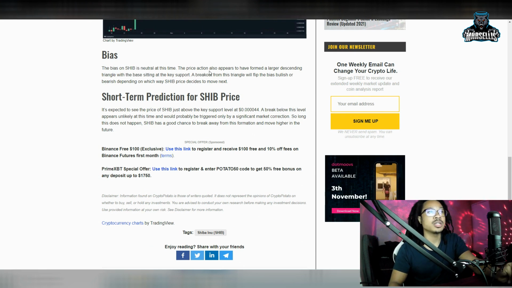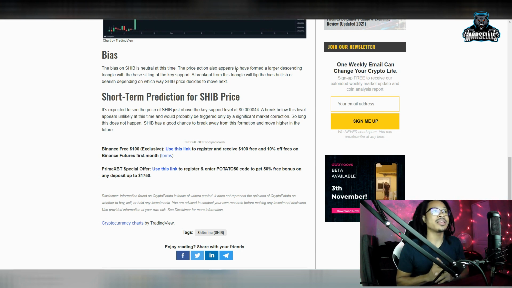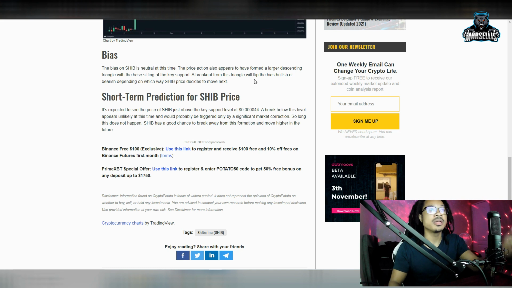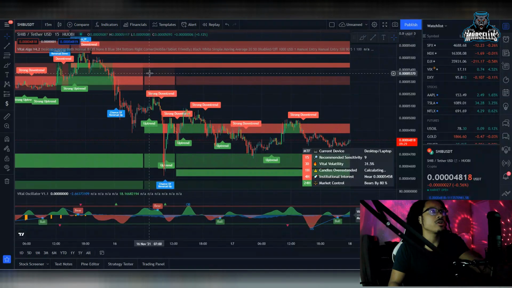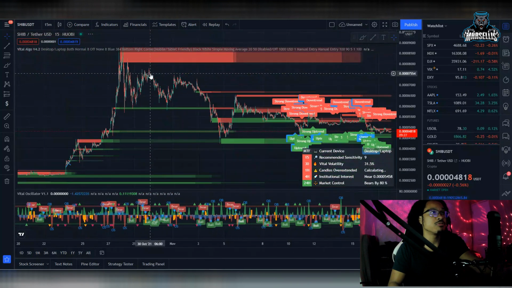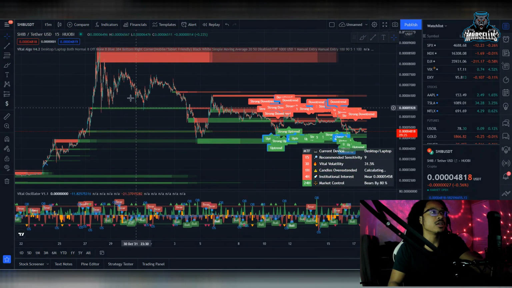So the price action also appears to have formed a larger descending triangle with the base sitting at the key support. A breakout from this triangle will flip this bias bullish or bearish depending on which way Shib price decides to go next. So yes, we are on a descending triangle here, which does show some bearish movement. And if you look over here, you can see it clear as day.